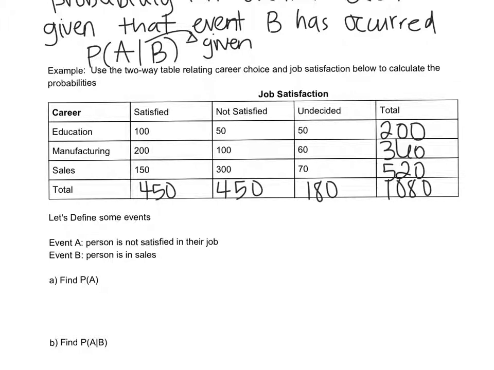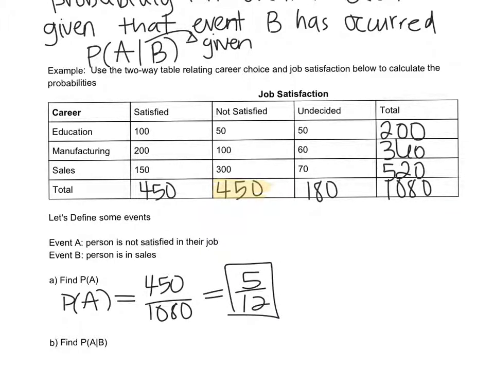So, looking at what we've defined for our events, event A is a person not satisfied in their job, and event B is a person in sales. The first thing we want to find is the probability of A, the probability a person is not satisfied in their job. In the not satisfied column, we have 450 people, and we compare that to the total number of people surveyed. So the probability of A equals 450 over 1,080, which simplifies to 5 over 12.